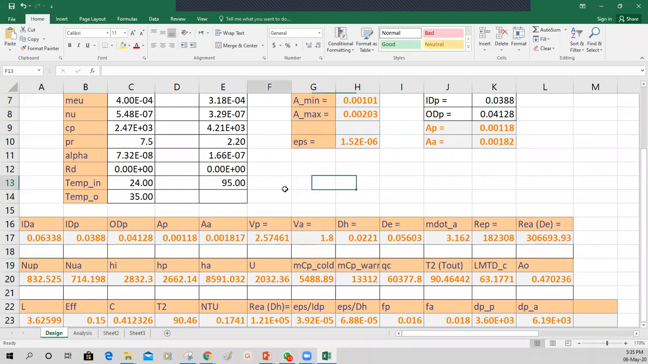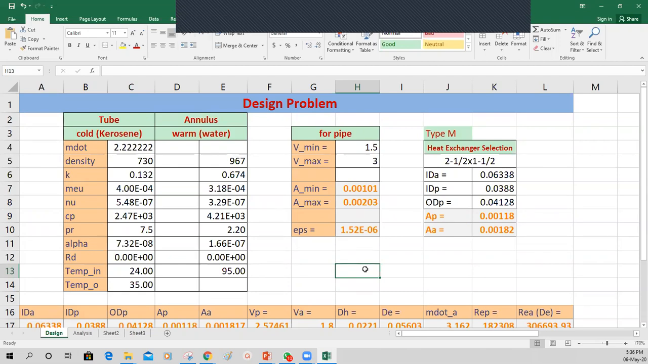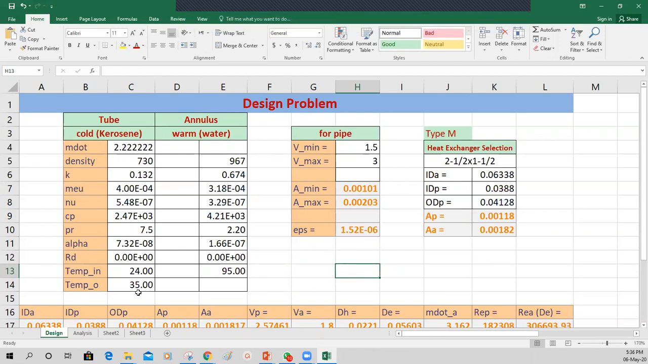Okay, I'm just repeating quickly, so then you can try by yourself, right? So this is a design problem. The heat exchanger was not given, so we have to select the heat exchanger for our application. They mentioned that there is kerosene and there is water, and kerosene is to be heated from 24 degrees Celsius to 35 degrees Celsius with the help of water. So we need to select a proper heat exchanger. The properties of the kerosene were given. Even if they are not given, we can take them from the property table. So that is not important.